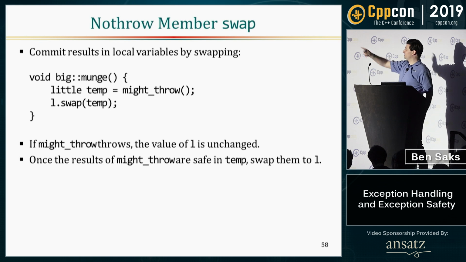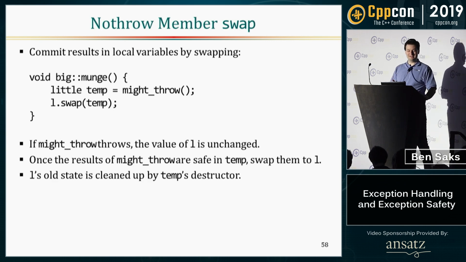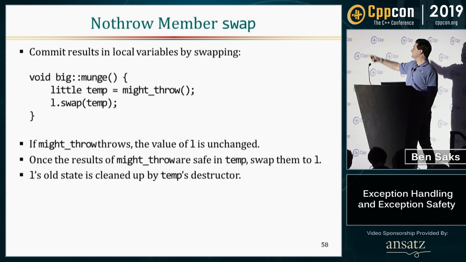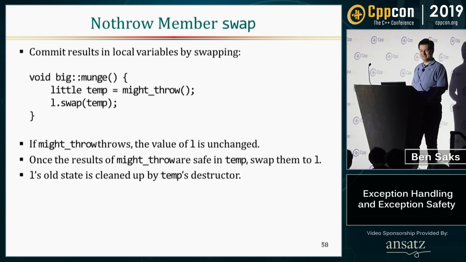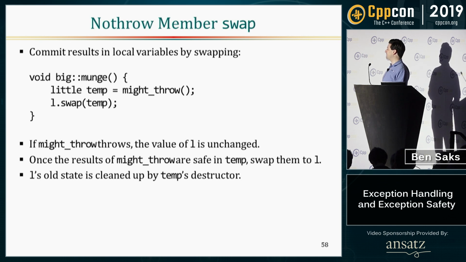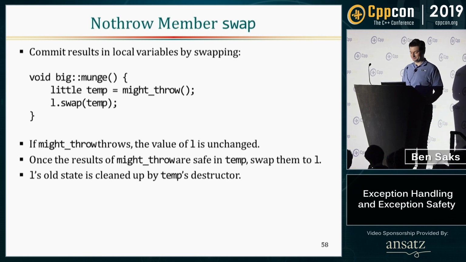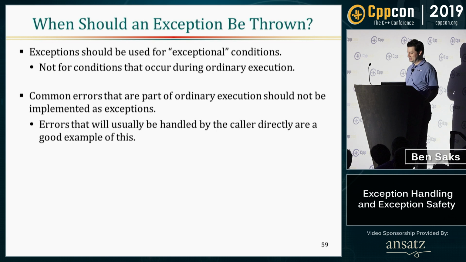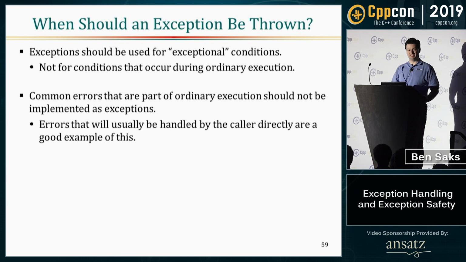Once we've safely stored the result from might throw inside temp, we swap it over to l. What's really neat about this technique is that now l's old state is in temp. So when we leave the function, the old state of little is cleaned up by temp's destructor. So we get this really nice behavior: swap turns out to be very helpful in implementing this sort of exception-safe behavior. So that covers how we can make functions exception safe.